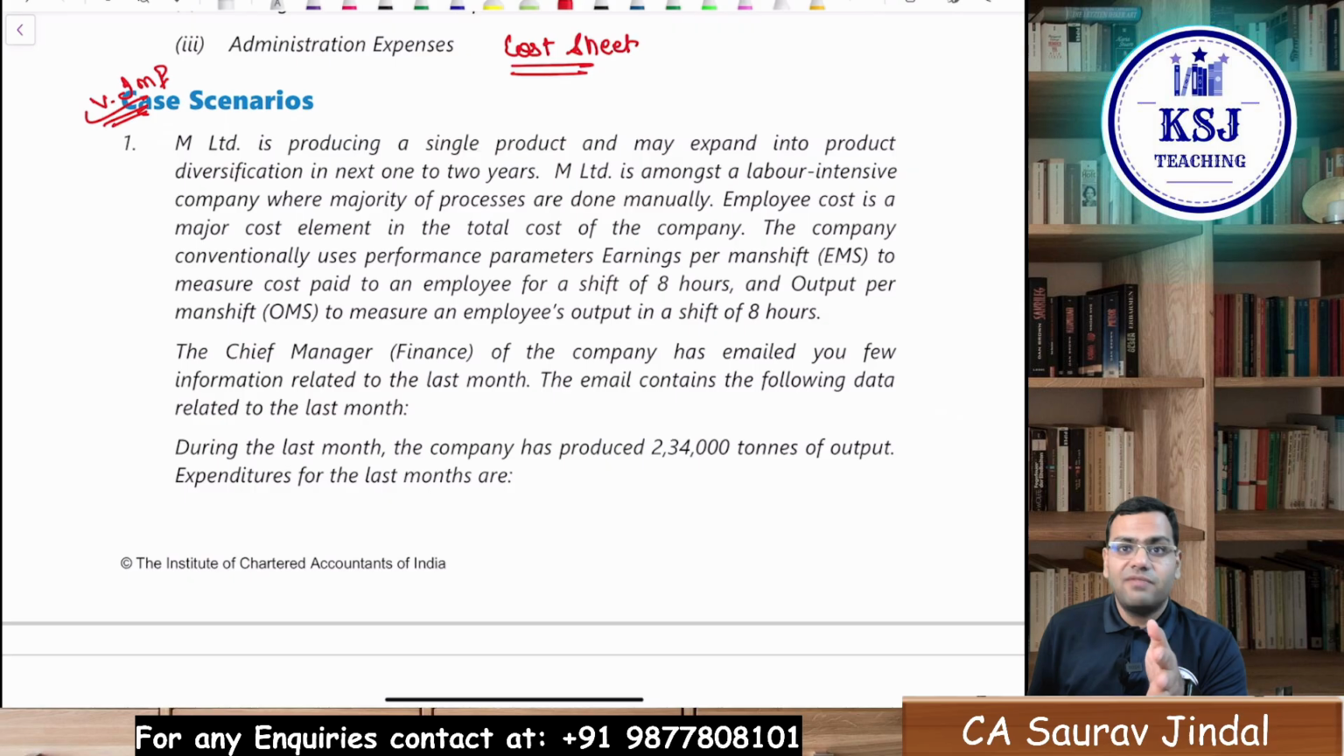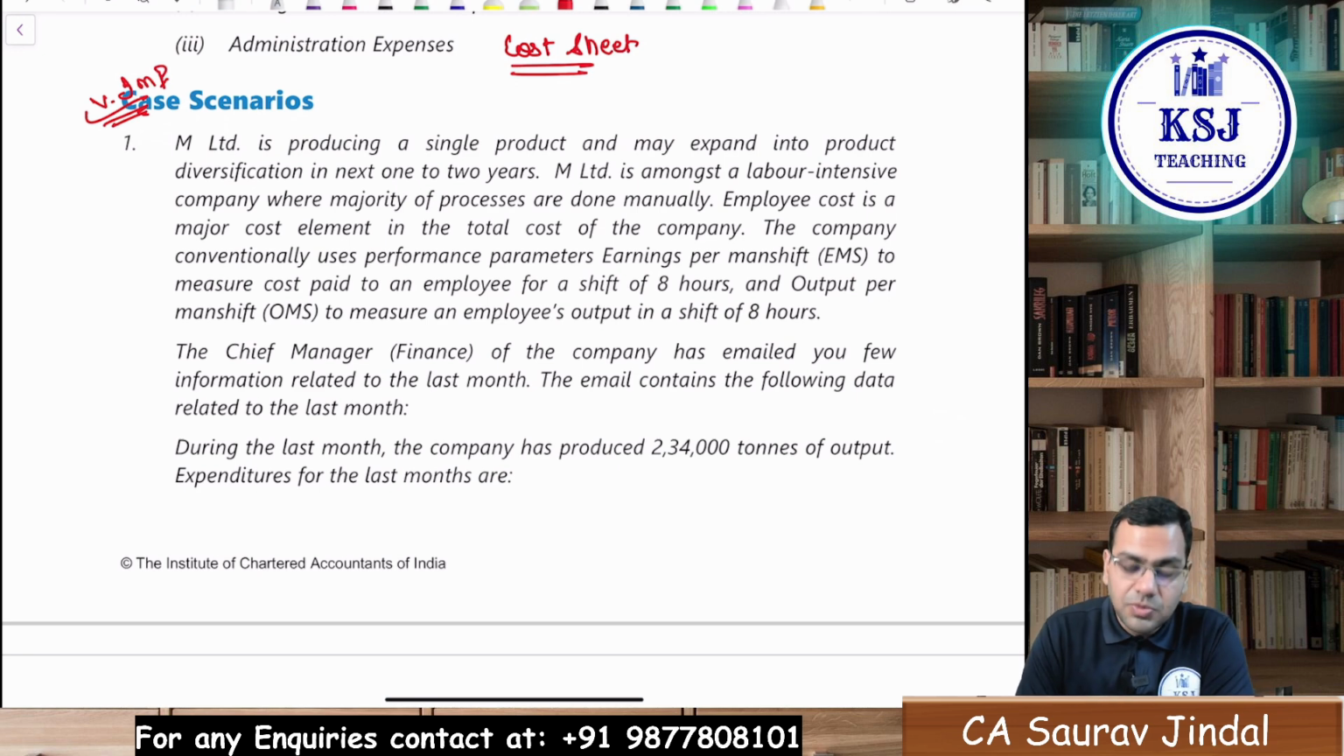So we have to study every practical problem from a case scenario angle also, and every case scenario from a practical point of view also. This should be the mindset when you are doing it. Clear? Okay, let's see the case scenario now.